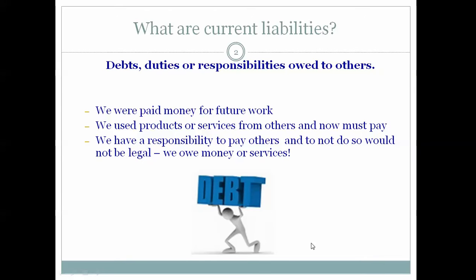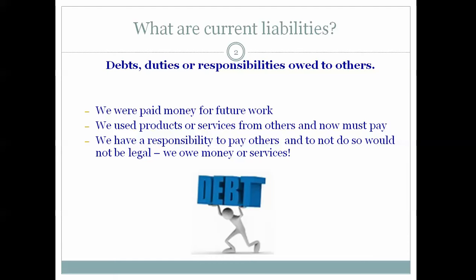So what are current liabilities? Well, current liabilities could be defined as debts, duties, or responsibilities owed to others. They also can be defined as obligations owed to others. Sometimes liabilities occur when we were paid money for future work. Remember, that was called unearned revenue.